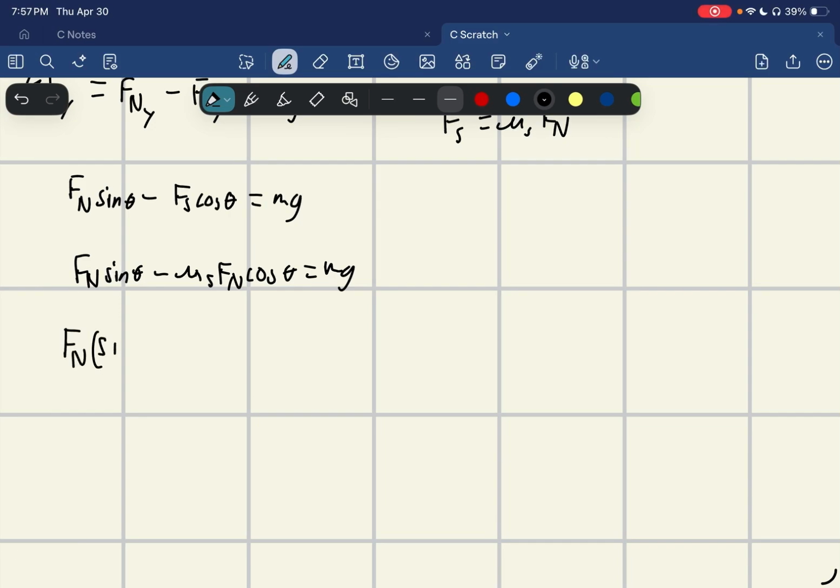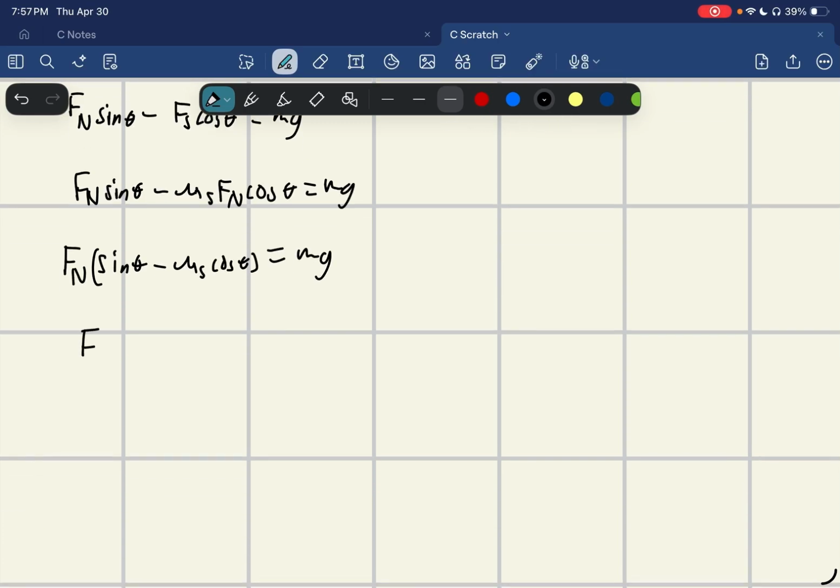So fn times sine theta minus mu s cosine theta is equal to mg, and then isolating for fn, dividing both sides by the parentheses. So fn is mg all over sine theta minus mu s cosine theta.